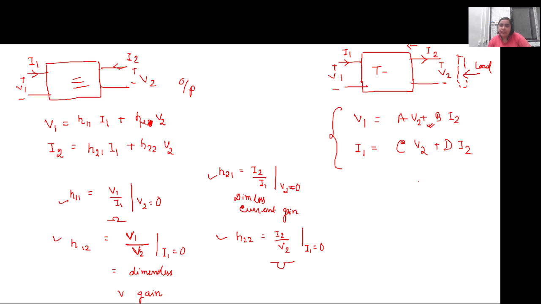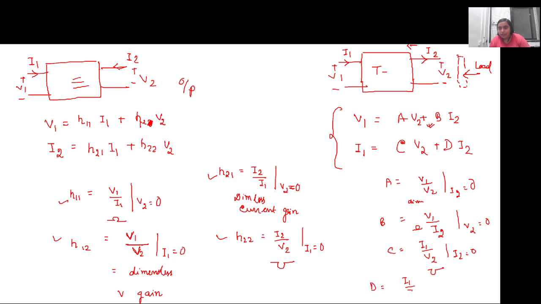So again, similar to before, this is also a kind of hybrid parameter. Suppose A is calculated by V1 by V2 with I2 equal to 0, and the rest of them similarly, like we have calculated before. In this case, you see this is actually the voltage gain. Then B will be equal to V1 by I2 with V2 equal to 0, etc. Again C is equal to I1 by V2 with I2 equal to 0. This unit is admittance, because it is I by V. This is the impedance value. This is dimensionless and known as the voltage gain. Similarly, D is equal to I1 by I2, again a type of current gain, with V2 equal to 0.